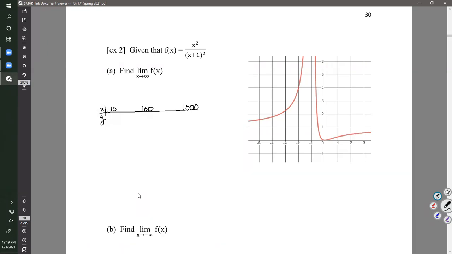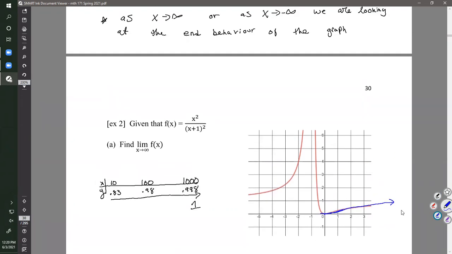And if we plug these numbers into our function, you'll get 0.83, 0.98, 0.998. And so what are those y values getting closer and closer to? They're getting closer and closer to 1. And we can see that graphically. If we look at this, notice it bounces at 0 and starts to level off at 1. So it flat lines at 1.